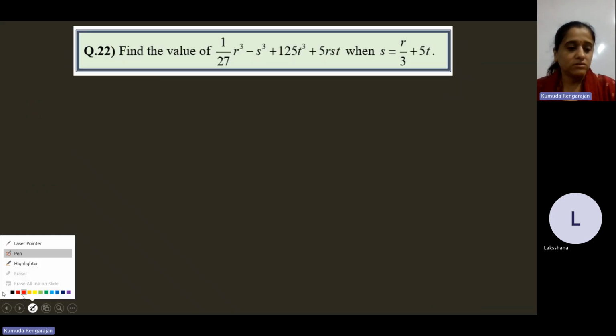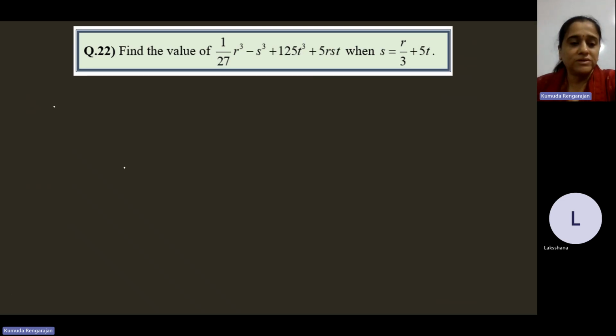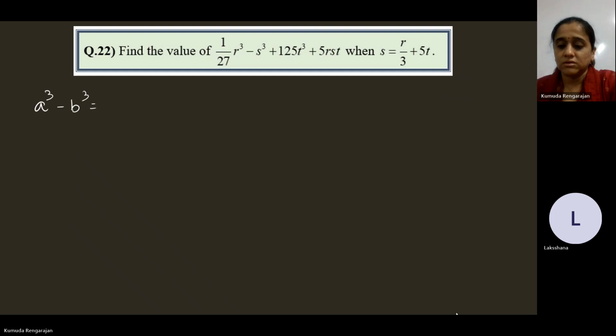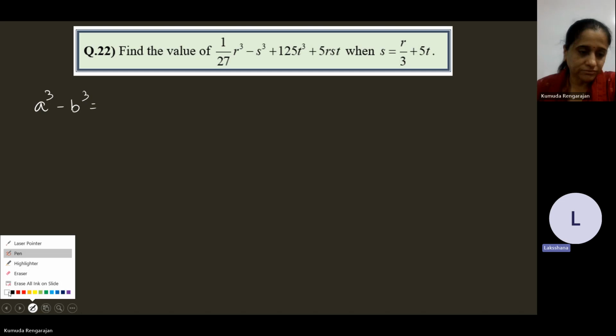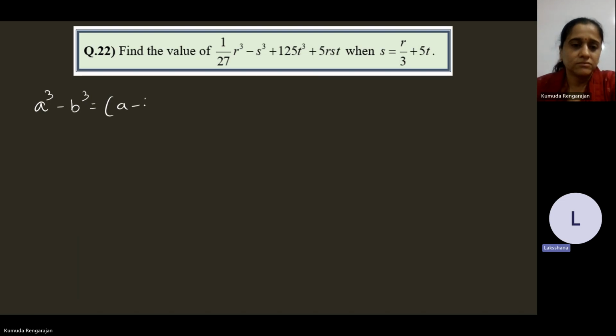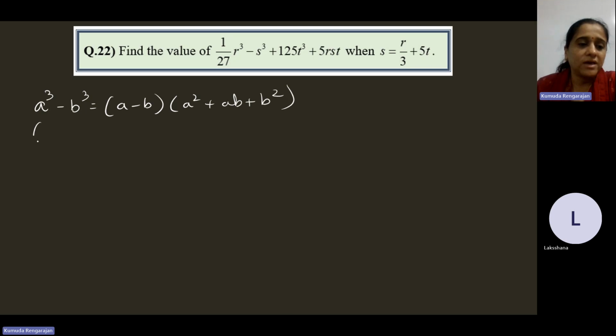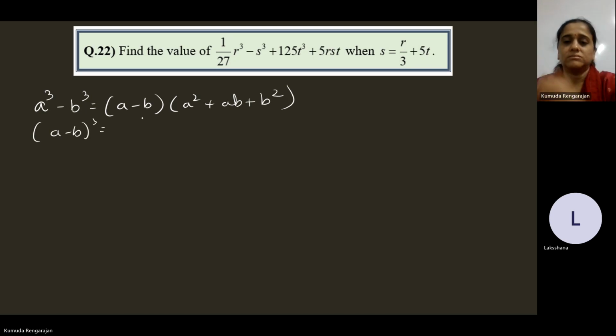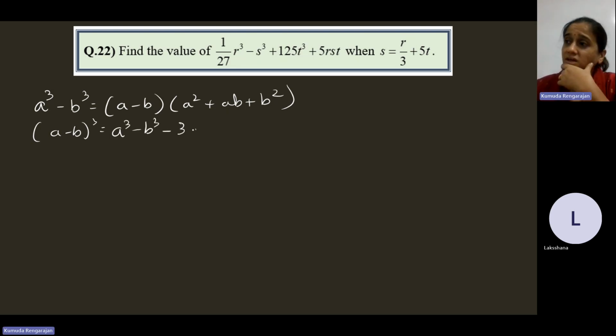Let's recall the identities. Complete this one. What is a cubed minus b cubed? Lakshana, what's a cubed minus b cubed? A minus b into a square plus ab plus b square. Very good. Rahul, what is a minus b the whole cube? 3ab. A minus b. Very good.